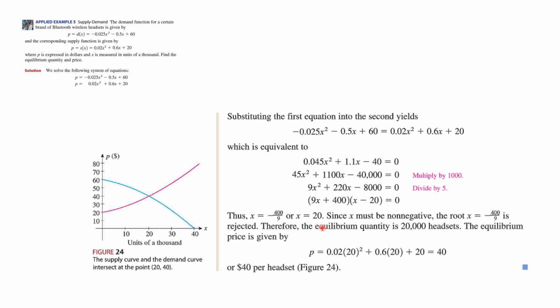or x equals 20. Now x must be non-negative because there's demand, so we're going to reject this root. The math was good, but it doesn't fit the model. Therefore, the equilibrium quantity is 20,000 headsets. And then the equilibrium price is found by substituting the 20 into the model that gives you the price, and we substitute it here, we get 40. So these two things cross at (20, 40). So the equilibrium price is 40, and the equilibrium quantity is 20,000.